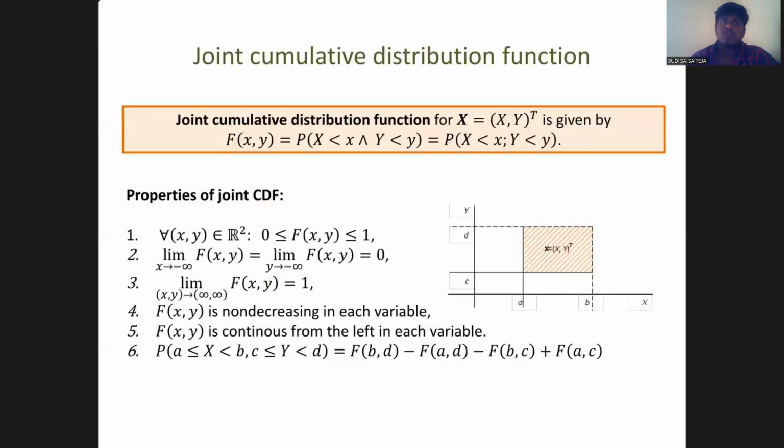Joint cumulative distribution function. We can see the joint cumulative function is the same as the function which we had taken before. For this, we have taken the values of x, y, P(capital X less than small x, capital Y less than small y). The properties of the joint cumulative distribution function are a few points, and we can see the graph on the screen.